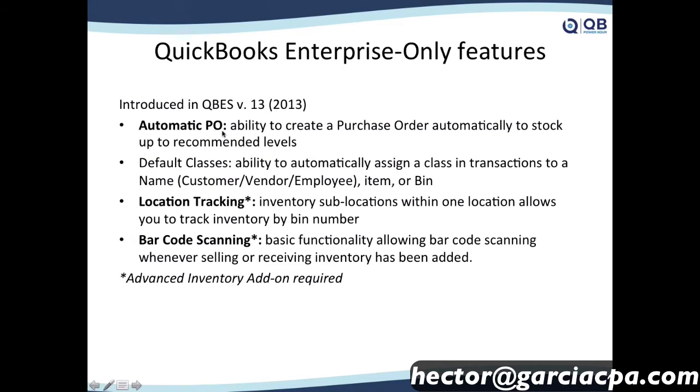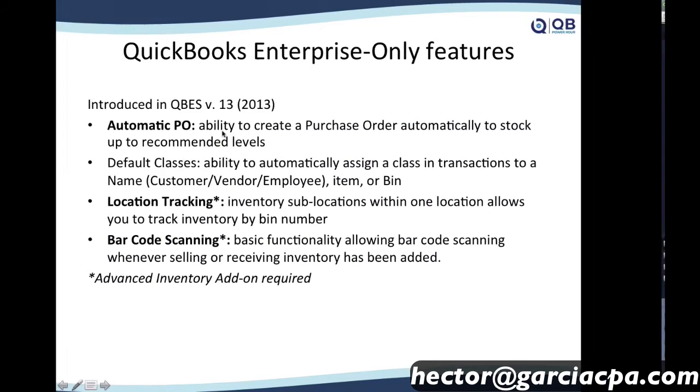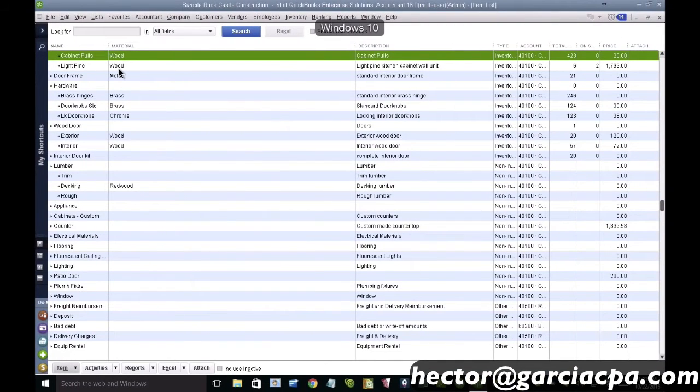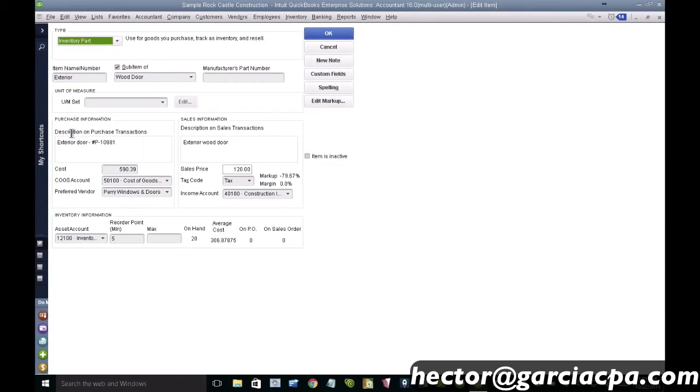So automatic PO, that I want to cover. That is really important. So let me show you what this means. In any of my inventory products, so let's say, for example, that wood door exterior, I can tell it what my minimum is. This is what I desire. This is at what point that I go under that minimum, I need to order more. And the maximum is when I go replenish, how many do I need to get to that maximum?